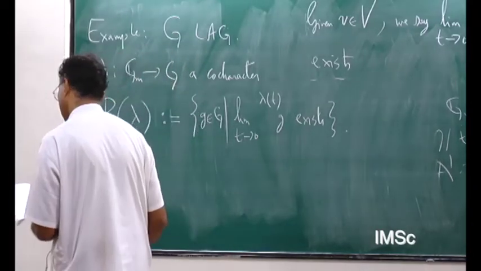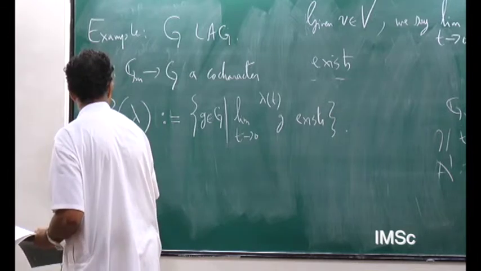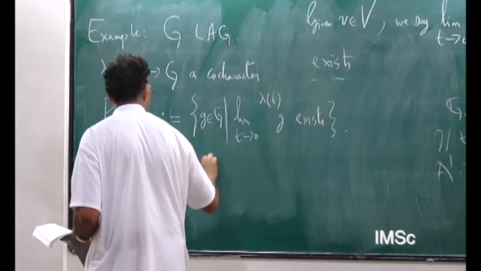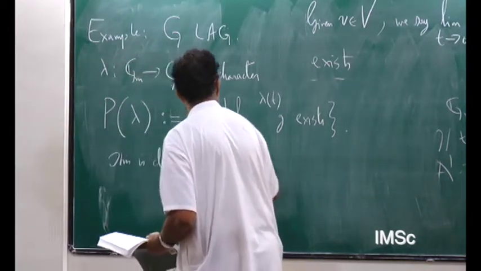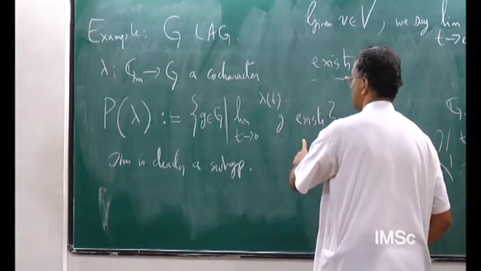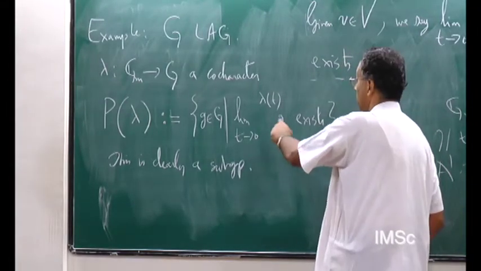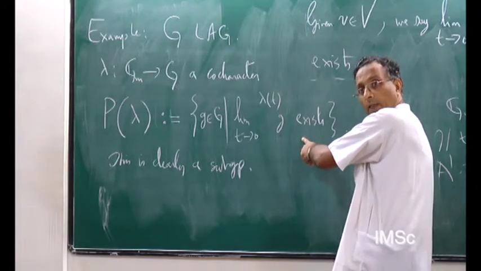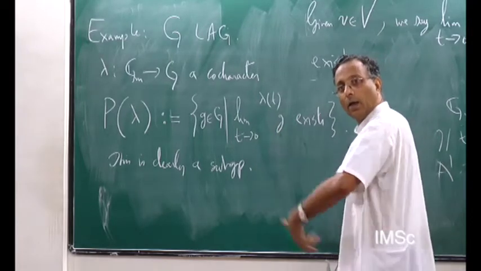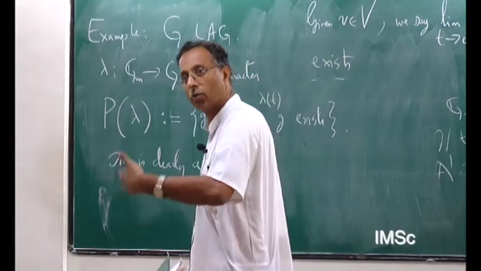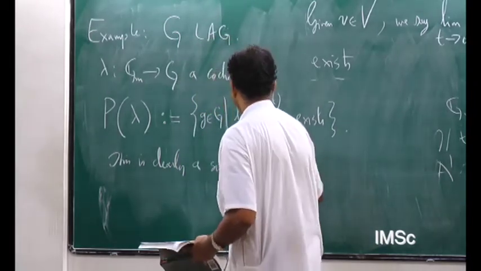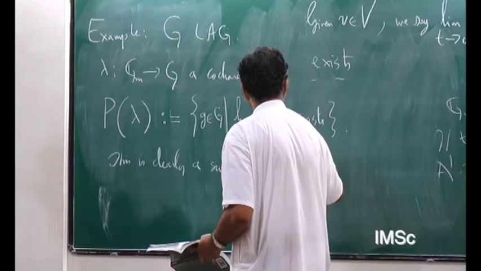So it is immediate that this is closed. So this is clearly a subgroup. Why? Because if the limit exists for g and it exists for h, it exists for gh. It just takes it to the product of the limits, right? So it's clear that it's a subgroup. It is closed by the lemma.